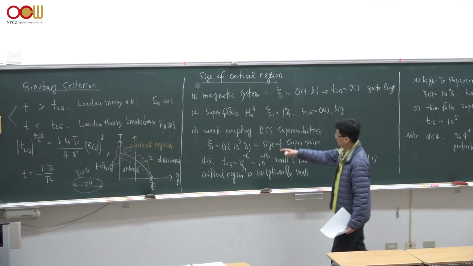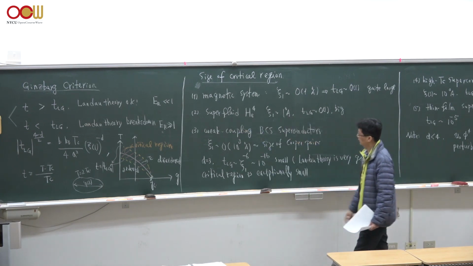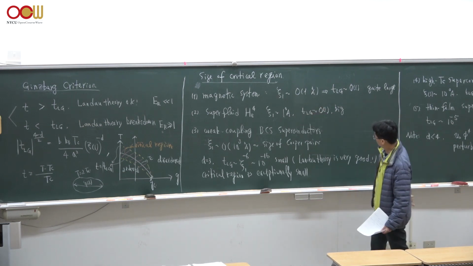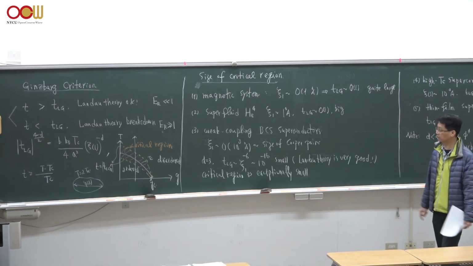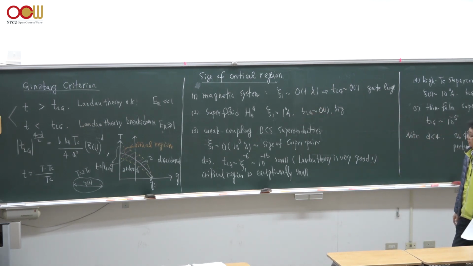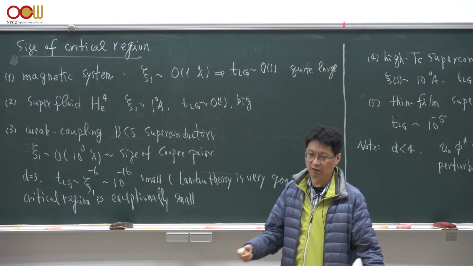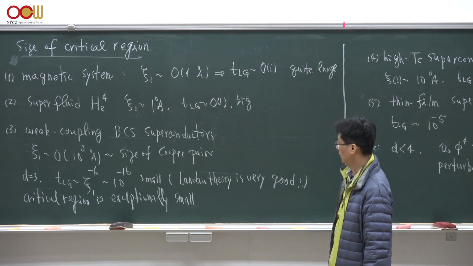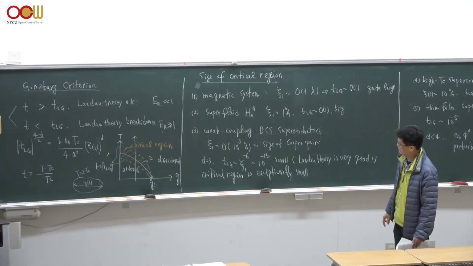Another example is superfluid helium-4, where this ξ1 is of the order of 1 angstrom and t_LG is the same order of magnitude as the magnetic system. So in these two systems, the mean field theory or Landau theory breaks down very easily. So we need to pay attention to that when we are very close to Tc.